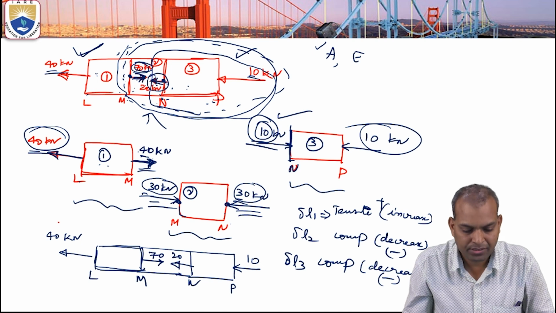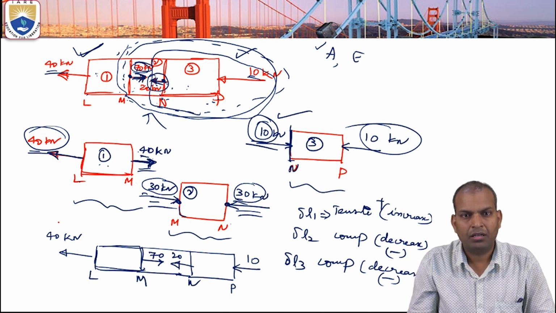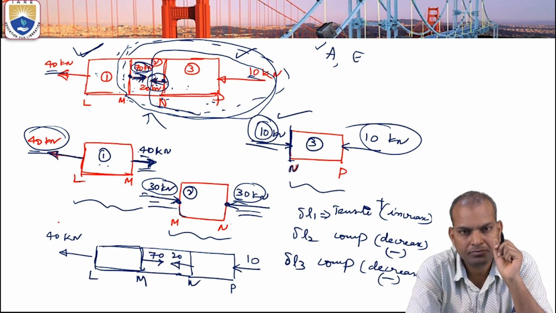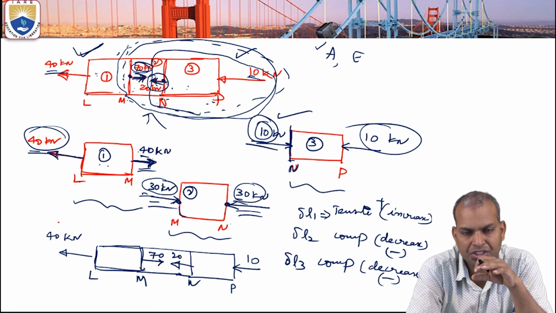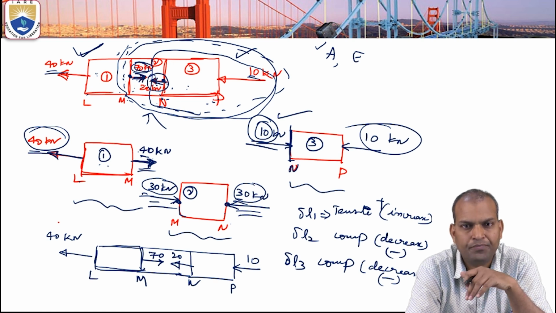Okay, let me summarize. In this section, we have studied how to calculate the total extension or total elongation under variable cross sections and uniform cross section. Problems are solved. Thank you.